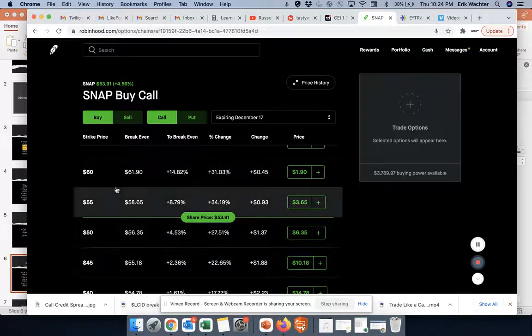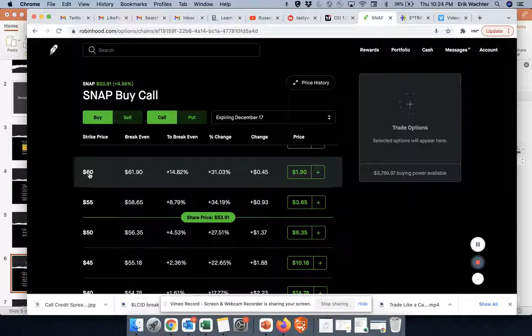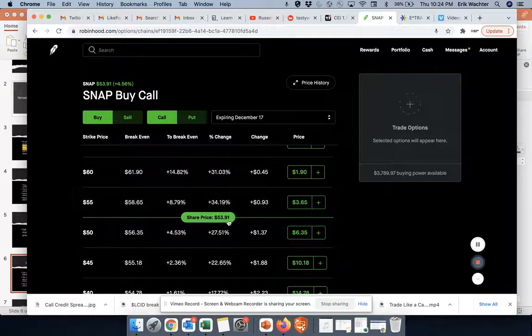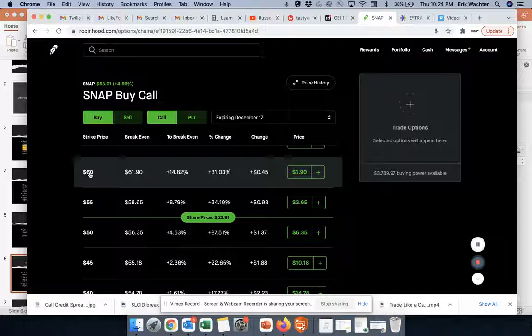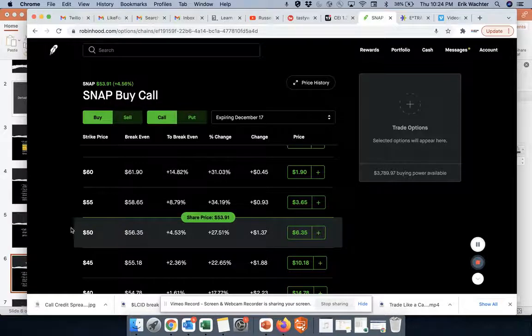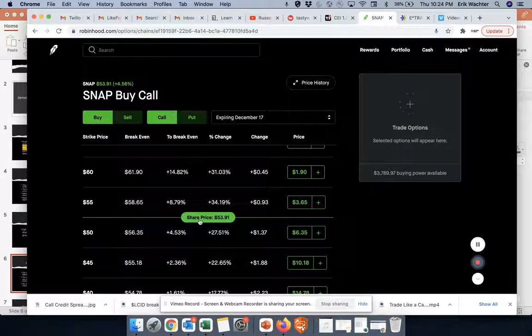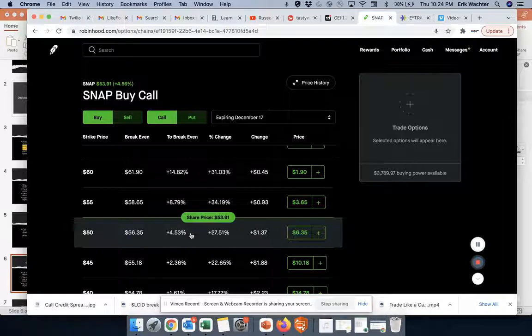So if we look at the $60 strike, it is out of the money because the stock is currently trading at $53. If the stock was to get to that $60 mark, it would then be trading at the money. This $50 strike is slightly in the money because the stock price is above that 50 strike. That might be confusing, but as you trade more options and learn more about them, you're going to realize how important that is, and it's going to become a lot more simple. But that's just something to consider.